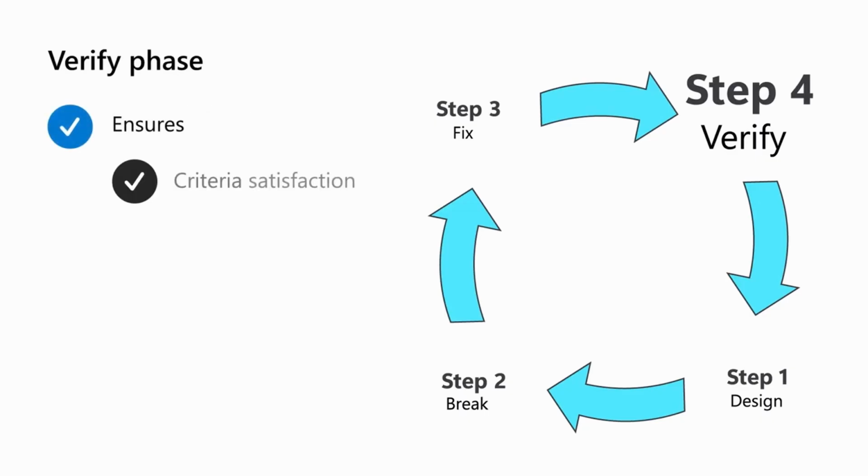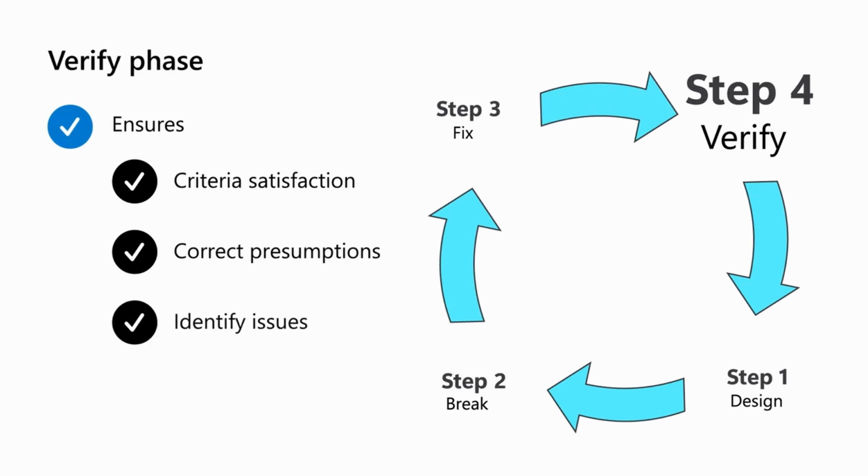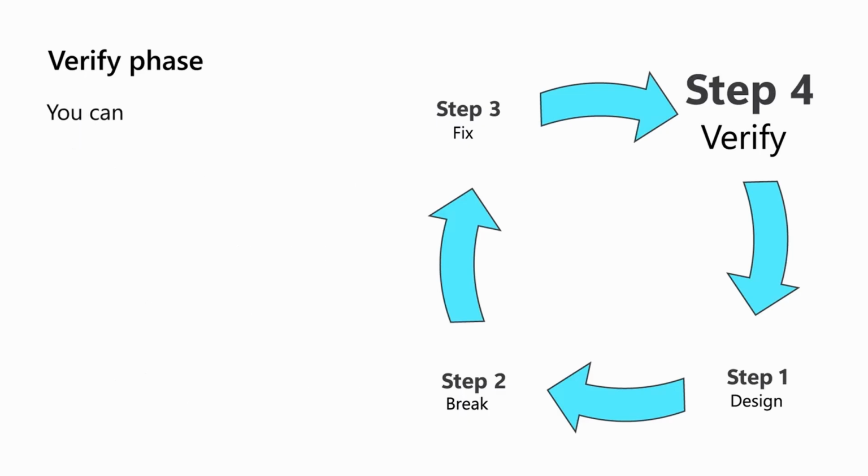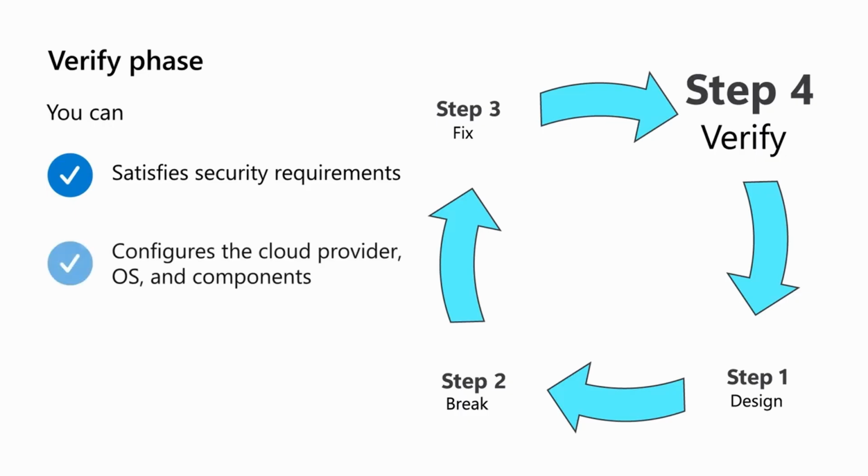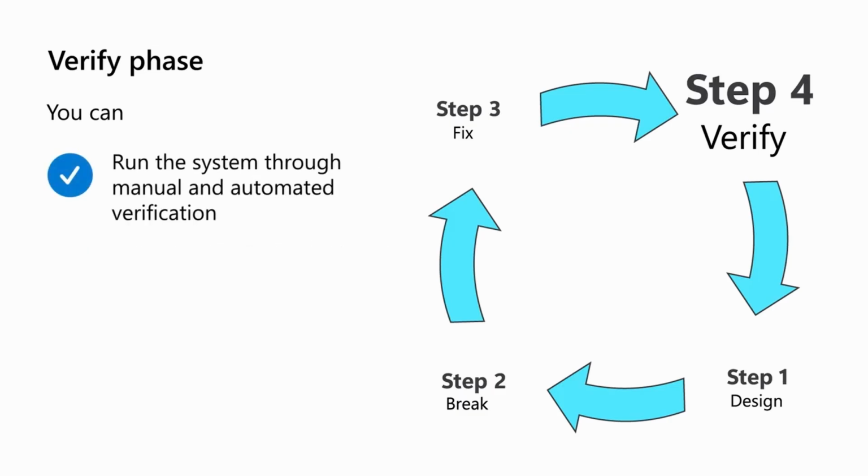The fourth is the verify phase, before the system's deployment. It ensures that criteria are satisfied, corrects presumptions, identifies issues, and applies security controls. Additionally, you can verify that the system satisfies all previous and new security requirements, configure the cloud provider, OS, and components to meet security requirements, ensure that all issues get addressed with the appropriate security controls, and run the system through manual and automated verification before deployment.